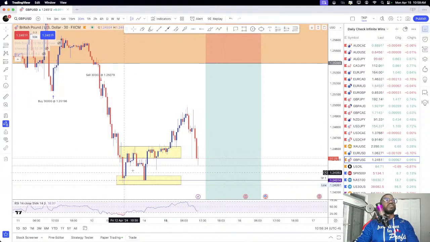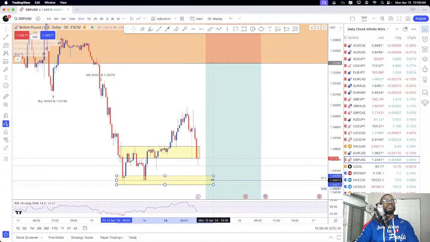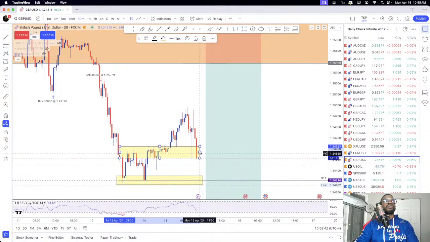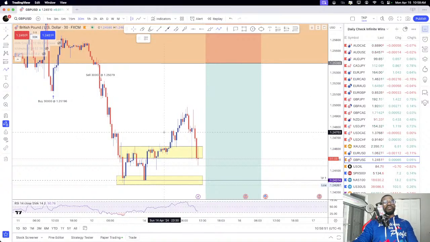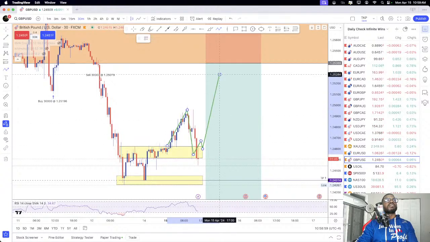Now, pound USD gave more of a move than Euro USD. Pound USD actually broke above range and gave multiple candles closing above it. Now, normally when you see this, you'll get a rejection off the highs.